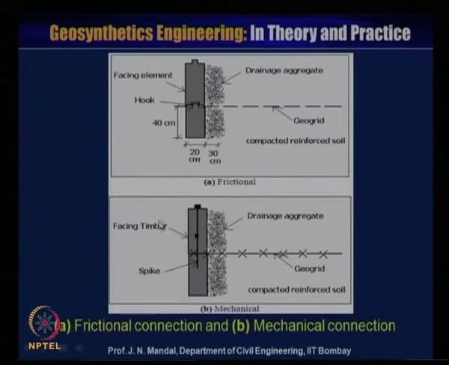In this slide you can see how the friction connection is made. This is one modular block. You can see the size is about 20 centimeter to 40 centimeter, and this is the geogrid material, and there is a hook. The geogrid material passes through this, and then you can place another block here, which will act as a facing element. So this is the frictional connection, and you can provide drainage about 30 centimeter here, of aggregate, or you can provide geotextile or any geocomposite drainage material also.